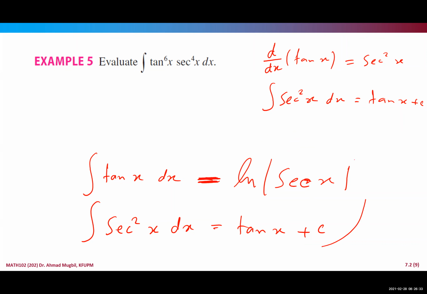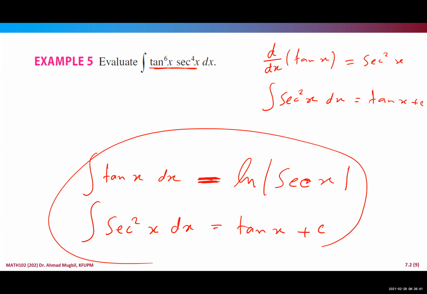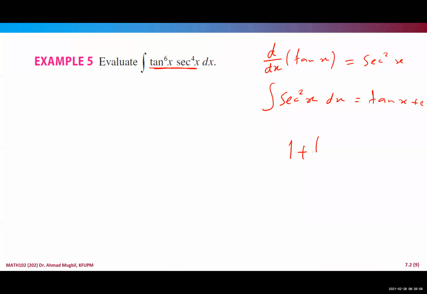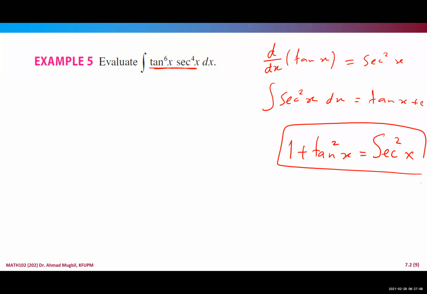So what I want you to recall is this. Be careful, don't mix up between them. This is why we usually have them together, because they are related in some way. They are derivative of each other, integral of each other, and so on. And also, most importantly, we have a relationship between them, the Pythagorean identity, ya shabab. Do you remember that 1 plus tan squared x equals what? Secant squared x. So this is the most important relation that you are going to use here.